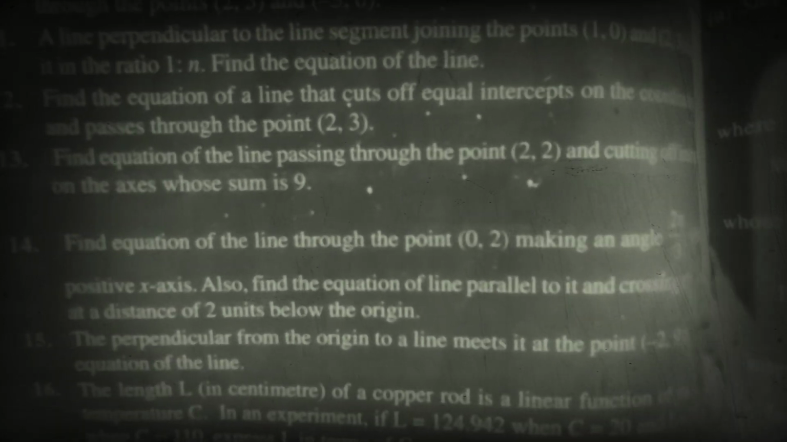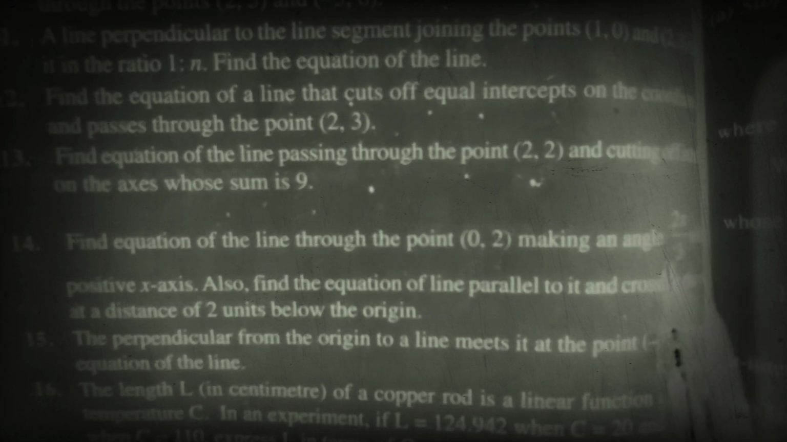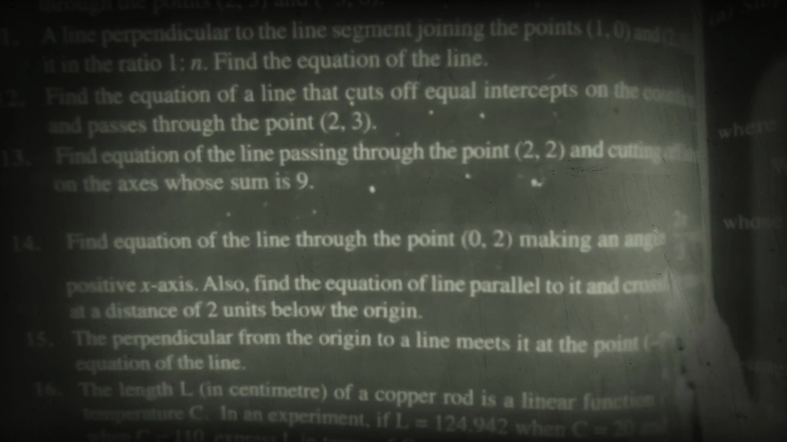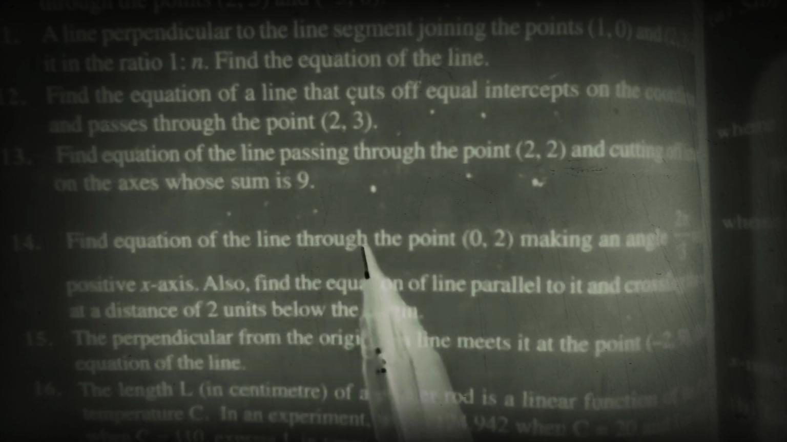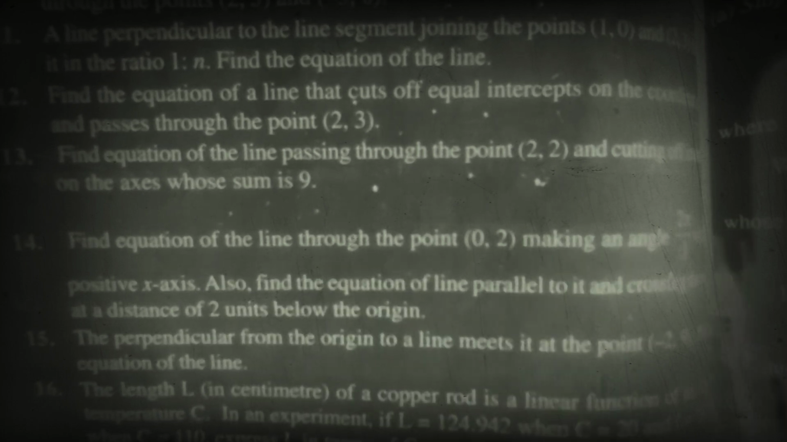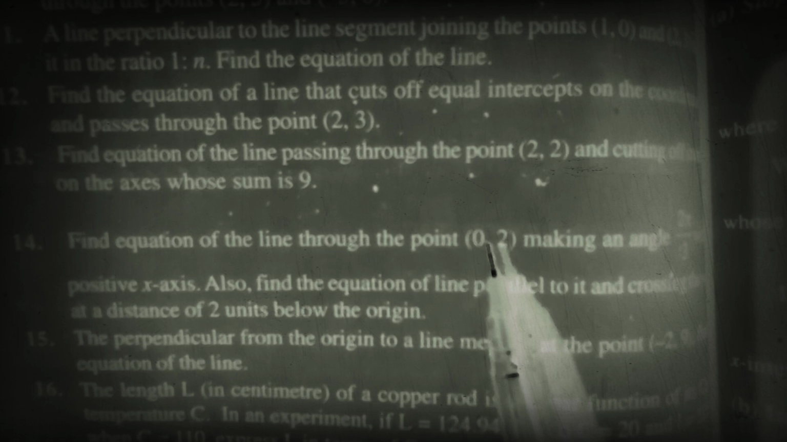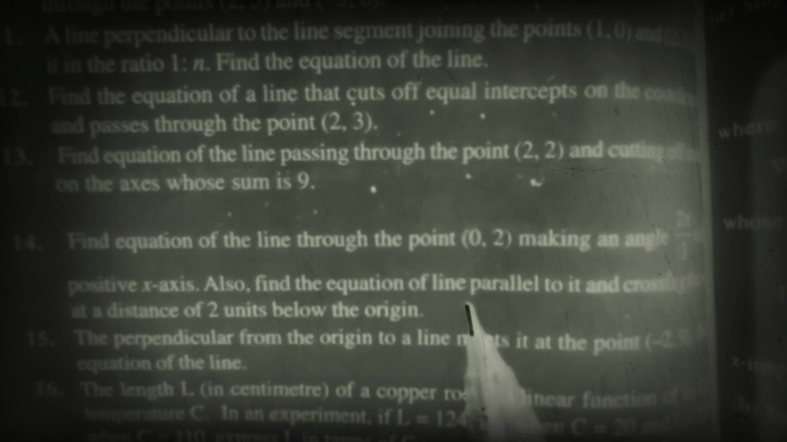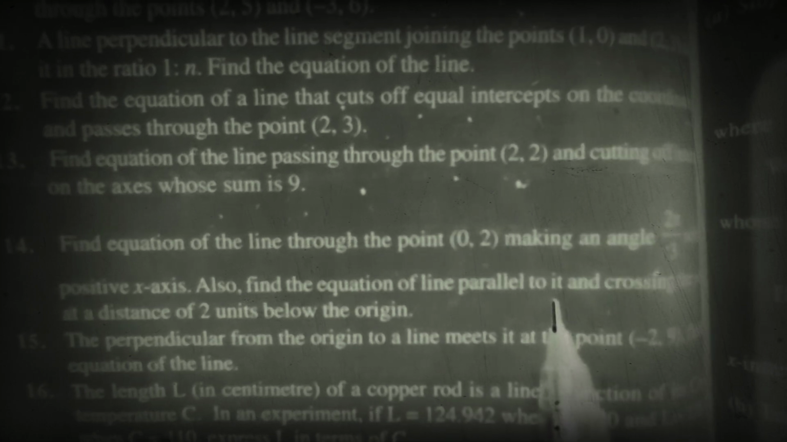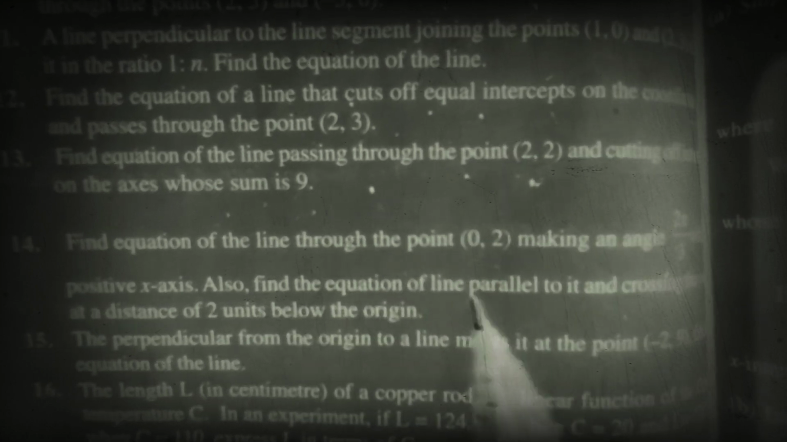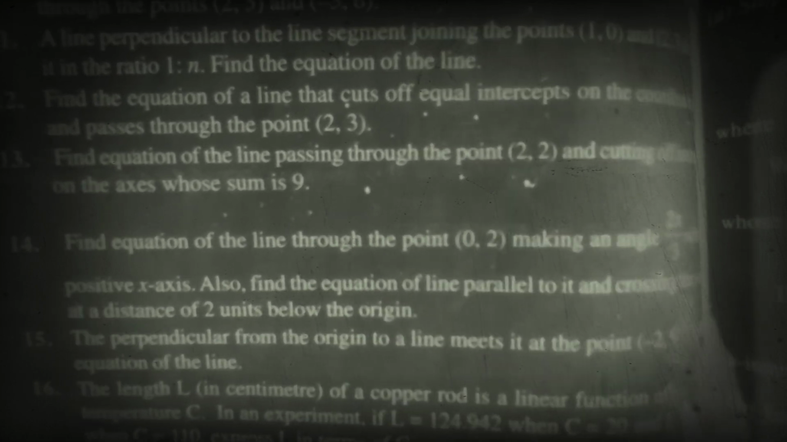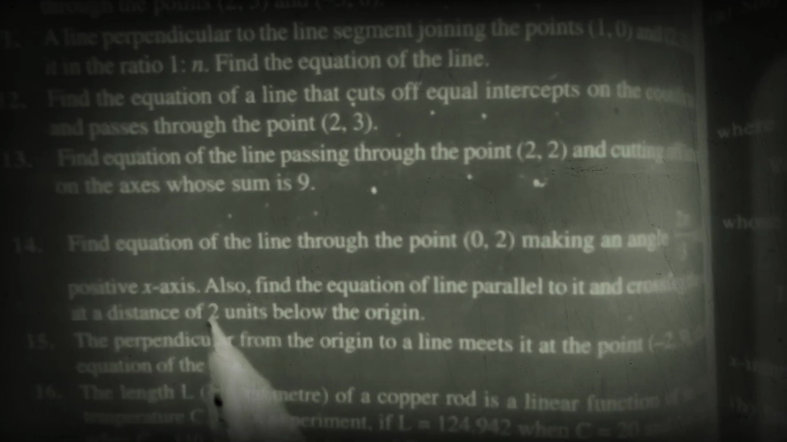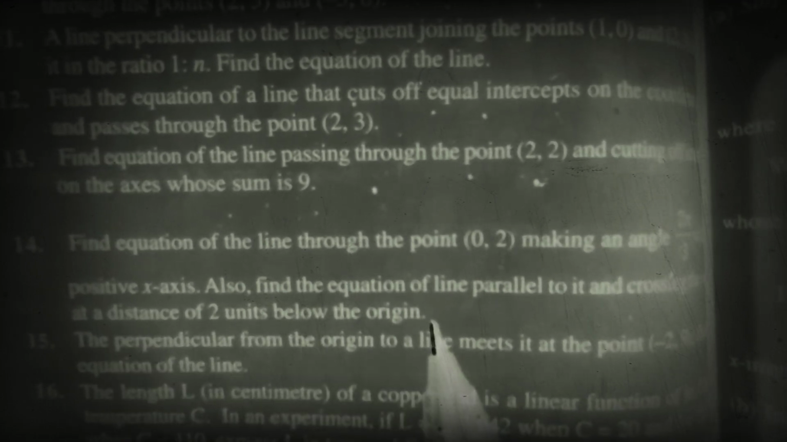It makes an angle 2 pi by 3 with the positive x-axis. That means tangent 2 pi by 3, the slope is given. The slope is tangent 2 pi by 3. Then we can find the equation of line. Because the point is given and the slope is given, we can find the equation of line. And we have to find the equation of line which is parallel to it. Also find the equation of line parallel to it and crossing the y-axis at a distance of 2 units below the origin.